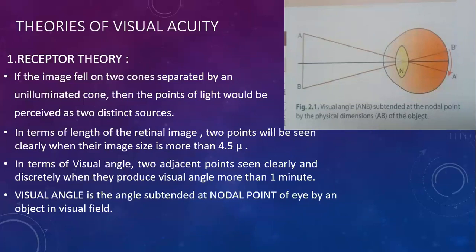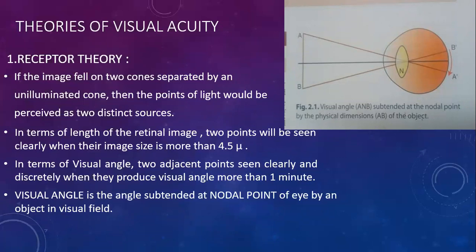In terms of visual angle, now coming to another part. First they say, how are you going to discriminate? When there is something in between, then you can discriminate; it is difficult otherwise. Second, they say you can see the two points when the size is more than 4.5 micron. Otherwise, you cannot see. Third, there should be some angle, called the visual angle.